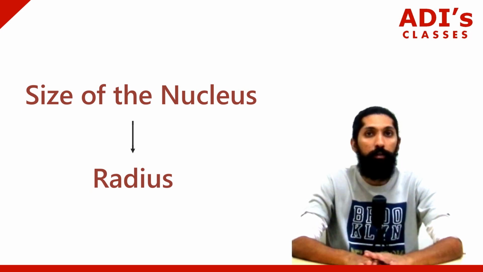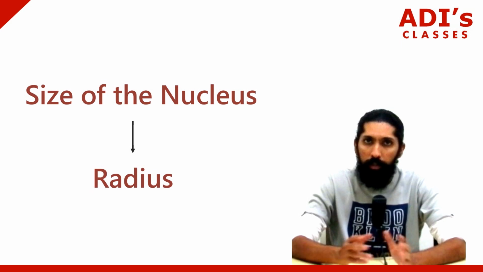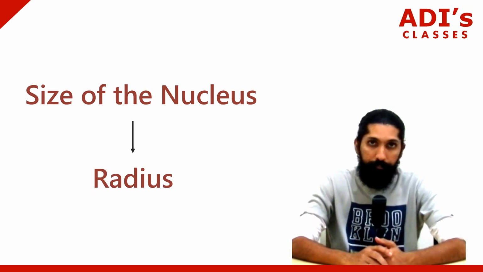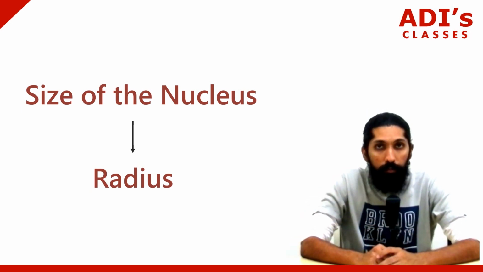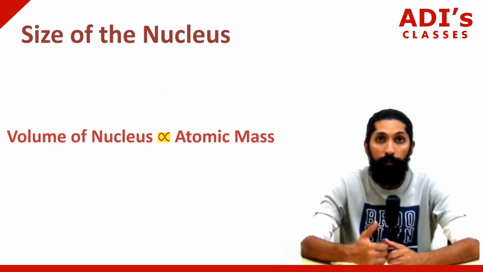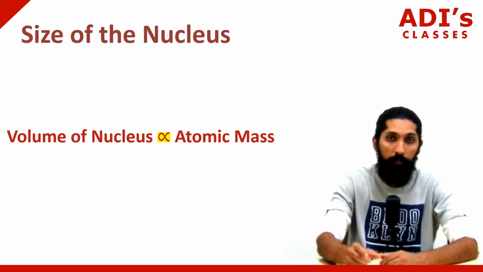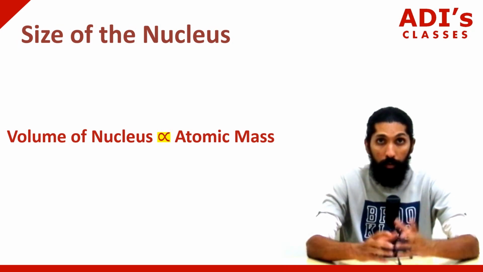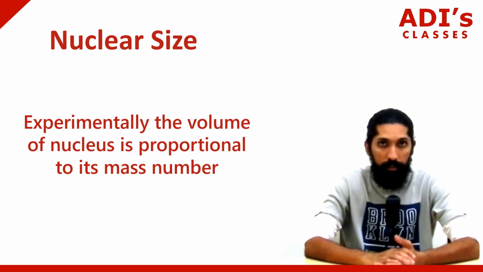So this is what we are going to consider now, which is the size or radius of the nucleus. Pretty much both of them are one and the same, in the sense that from one you can find out the other. That's why we can take the size of the nucleus or the radius of the nucleus. Now, what we know experimentally is that the volume of the nucleus is proportional to the atomic mass. Don't you think it's quite obvious? Because the more the atomic mass, the more protons and neutrons, so obviously the volume has to increase.